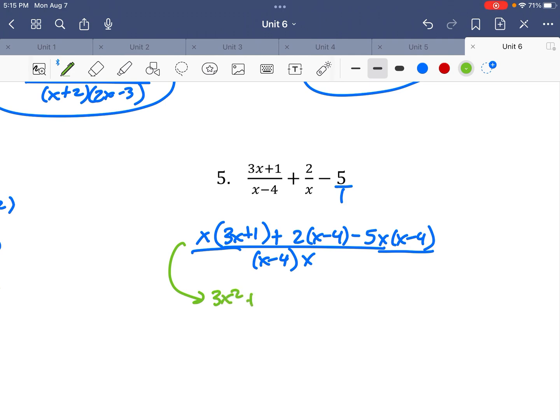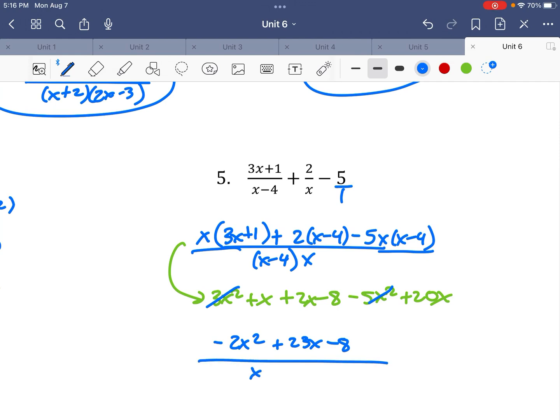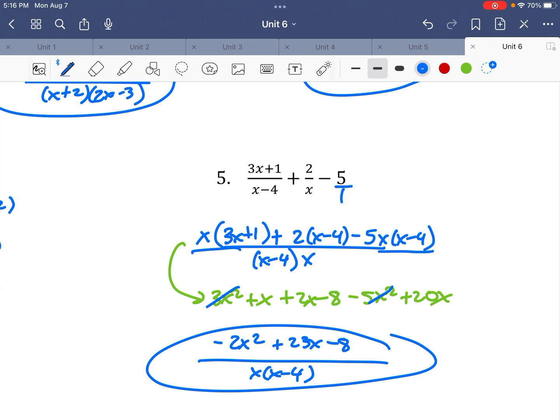So I have 3x squared plus x plus 2x minus 8 minus 5x squared plus 20x. And so I like to do it like this and just do that on the side so I don't have to write the bottom again. So let's see, I have negative 2x squared, so they're gone. 3 plus 23x minus 8, all over x and x minus 4. And there you have it.